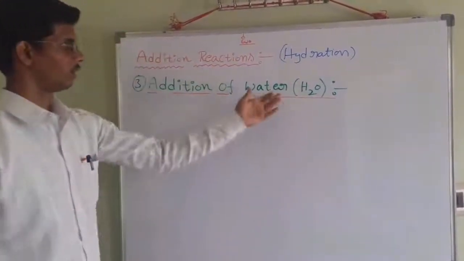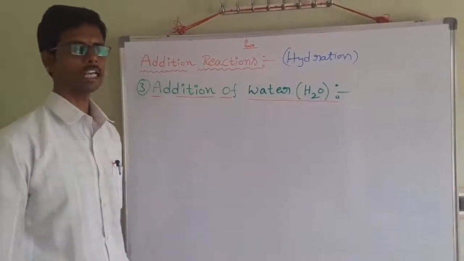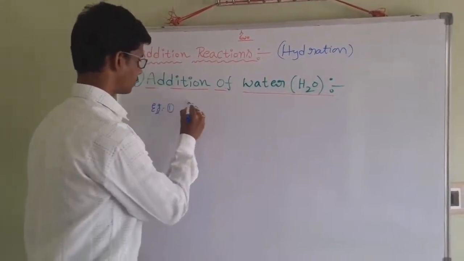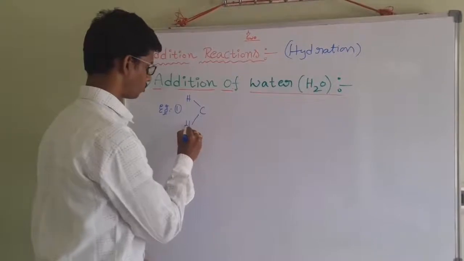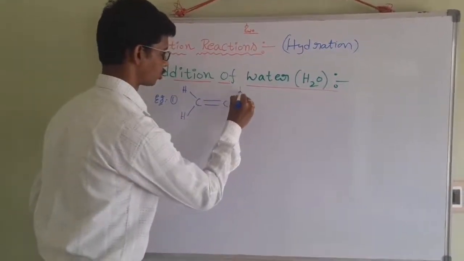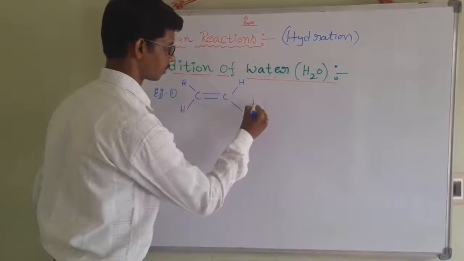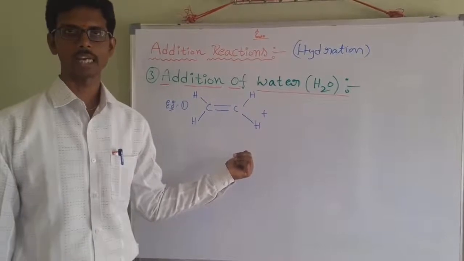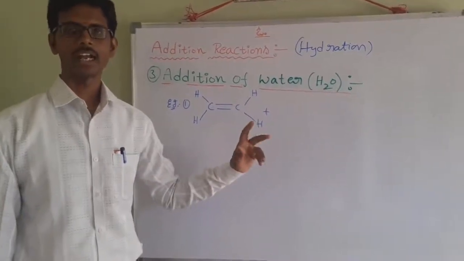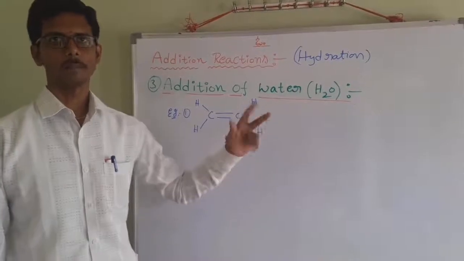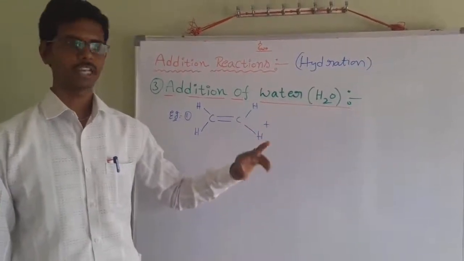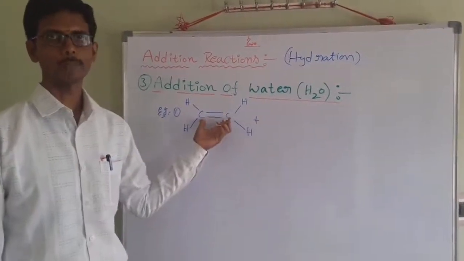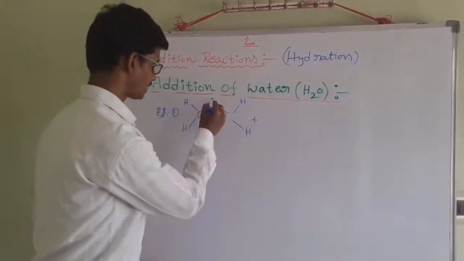First of all, let us see a simple example, a symmetrical molecule. Example: alkene, CH2 double bond CH2. In this session I do not discuss unsymmetrical alkenes. Why? Because in unsymmetrical alkenes the addition reactions are mainly of 2 types: the Markovnikov rule and the anti-Markovnikov rule. I can explain these rules in the next class. That's why in this session I take a simple example for your understanding. This is a symmetrical molecule.